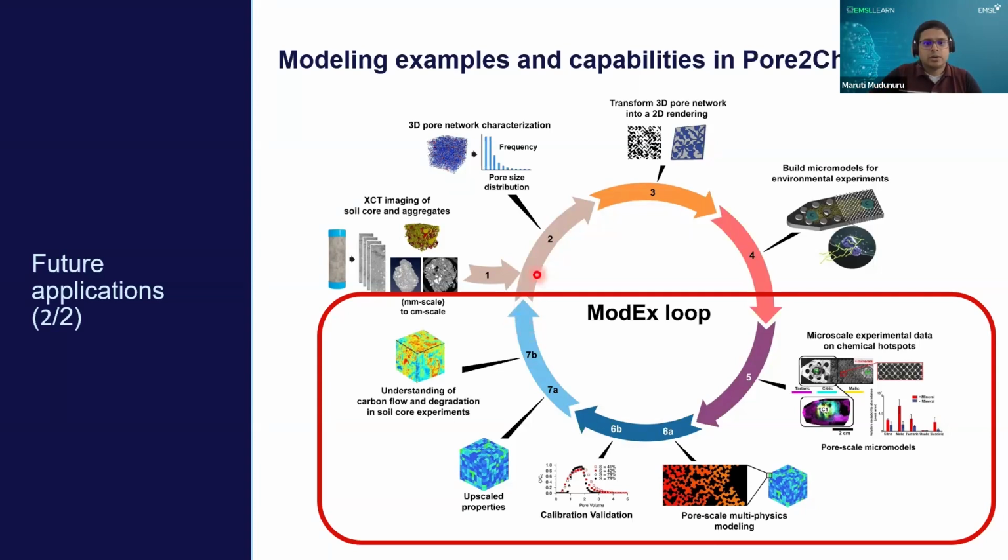This iterative ModEx loop ensures continuous improvement of these multiphysics process models and better calibration of them, so that we can transfer that information going from the pore scale to a macro scale to a continuum scale to a watershed scale, leading to better, accurate, and reliable predictions of soil carbon cycling at various different scales.